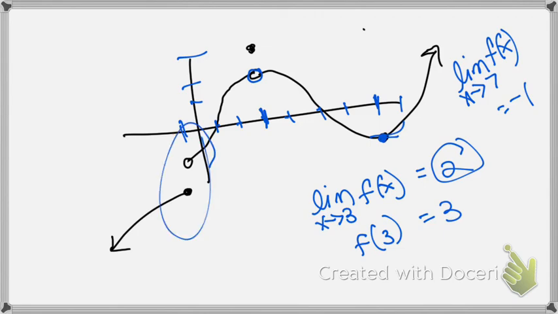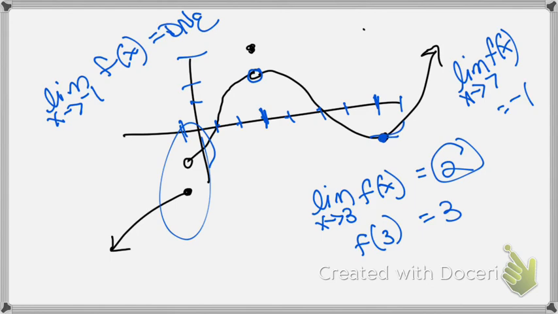How about over here at -1? The limit as x approaches -1 does not exist, DNE. And that's because the left-hand limit doesn't equal the right-hand limit. And you'd have to write that: left-hand limit doesn't equal right-hand limit. Okay? The limit doesn't exist, and it's also not continuous.